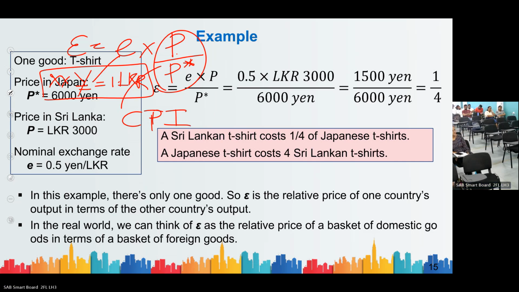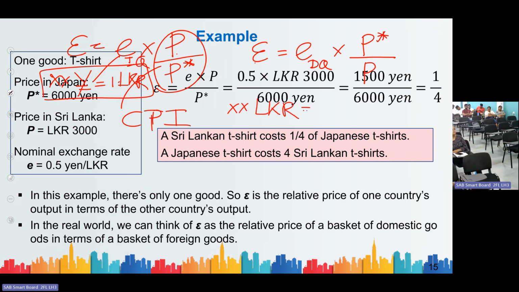If you are using the direct quote, then the real exchange rate equals the nominal exchange rate in direct quote, whereas this is in indirect quote, multiplied by the price level in the foreign country divided by the price level in Sri Lanka. If we express the exchange rate this way, as the amount of LKR per 1 yen, we have to multiply by the price level of Japan and divide by the price level in Sri Lanka. Not this, okay. The other way around should be applied here. So if you are following the indirect quote, you have to multiply by the price level in Sri Lanka divided by the price level in the foreign market. If you are using the direct quote, you have to switch the denominator and the numerator.